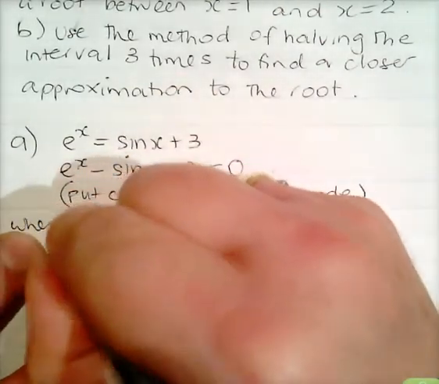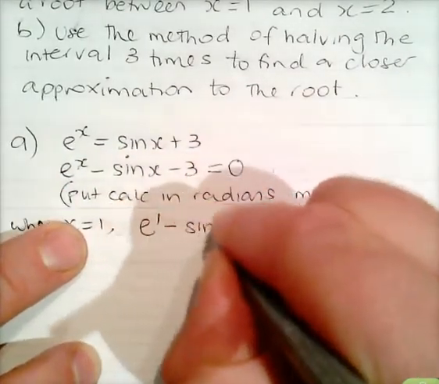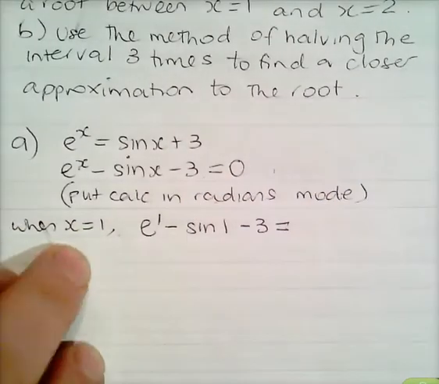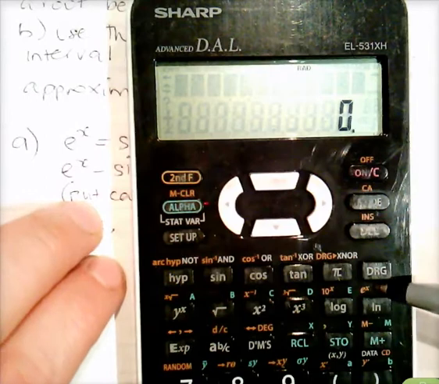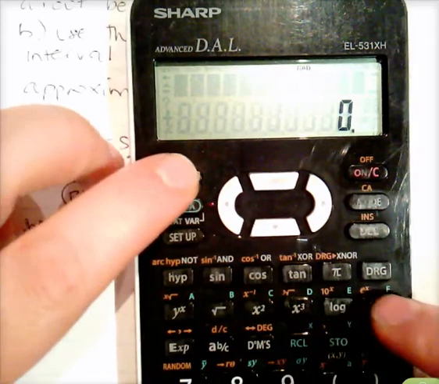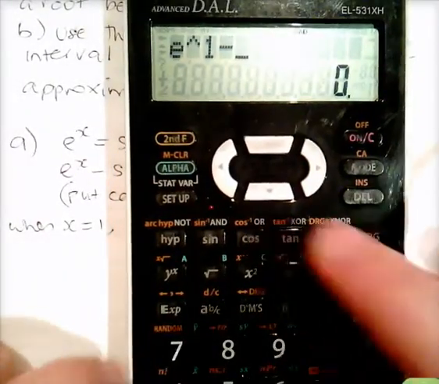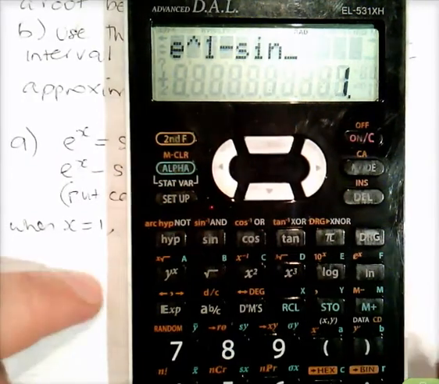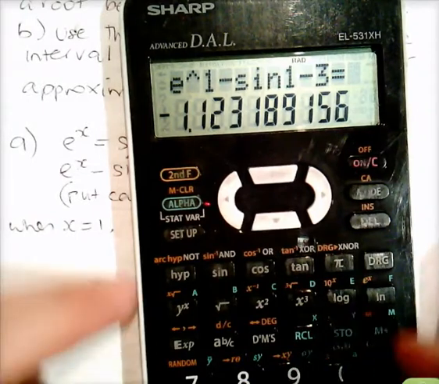So when x is 1, what do we get for this function? We get e to the 1 minus sine of 1 minus 3, and we see what we get for that. So on the calculator, you will go e. Now e is this button, it's the orange bit on top of the ln function. So it's basically the inverse of the ln function. So we go shift e to the x, that gives me e to the power of 1. So we've got e to the 1 minus sine 1 minus 3, and we get negative 1.12. So we write that in.